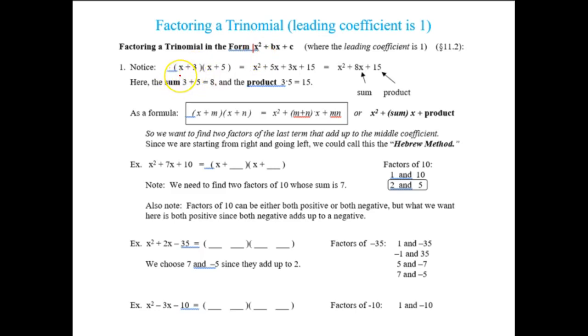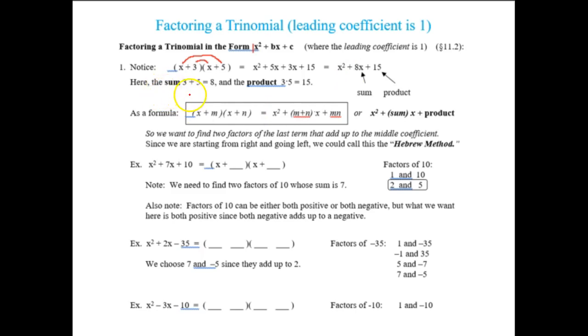All right, so first notice that if you had a binomial x plus 3 times x plus 5, if you foiled that, you'd get x times x would be x squared. Outside terms would give us 5x. Inside terms would give us 3x. And then plus 3 times 5, or 15. And the 5x and the 3x would add up to the 8x.